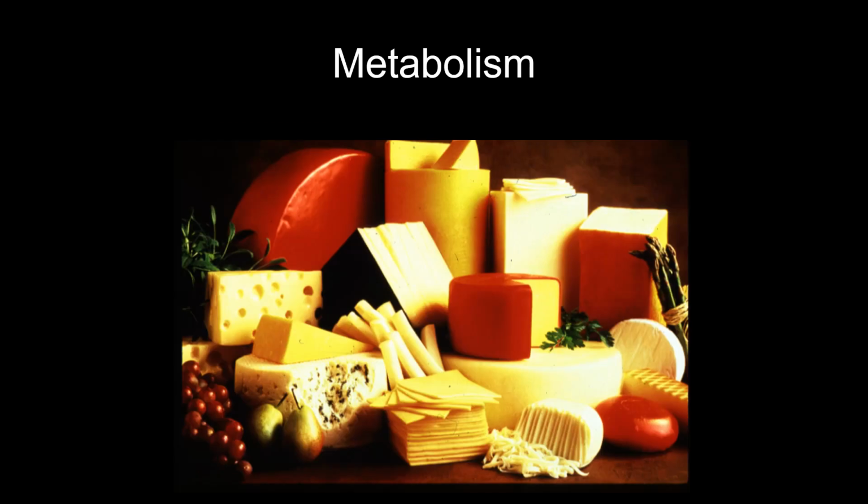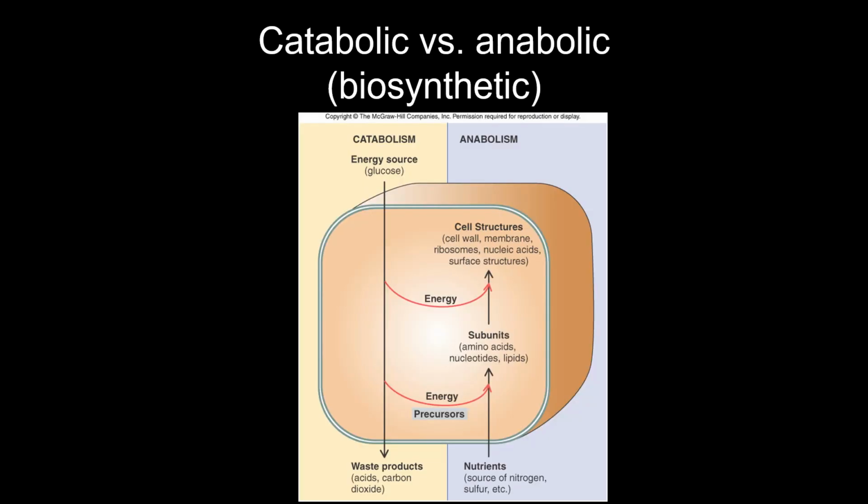Metabolism is all the reactions in a cell, not just the ones that break things down, but also the reactions that build things up. Metabolic reactions tend to be categorized into two groups. We have catabolic and anabolic reactions. Catabolic reactions tend to tear things down, so they take big polymers and break them down into monomers, or at least smaller molecules. Anabolic reactions are the opposite. They tend to build things up, so they take monomers and build them up to make polymers. As a general rule, the catabolic reactions are going to release energy, while the anabolic reactions are going to require an input of energy.